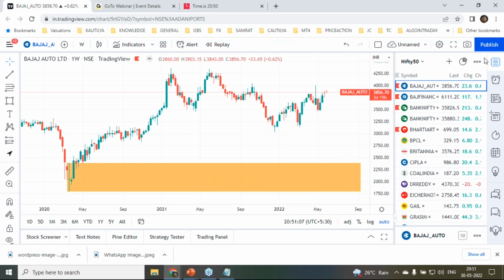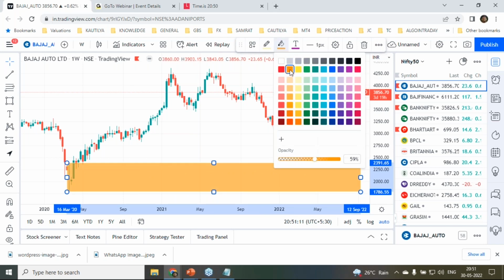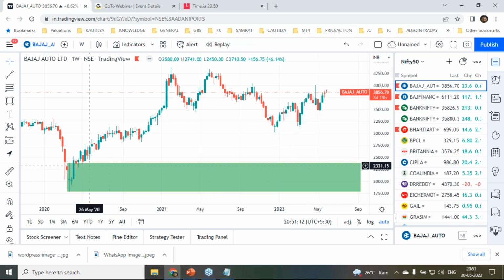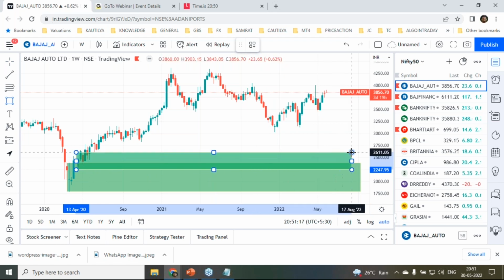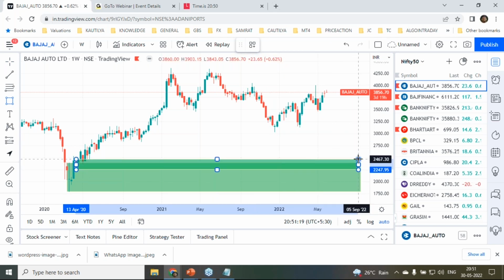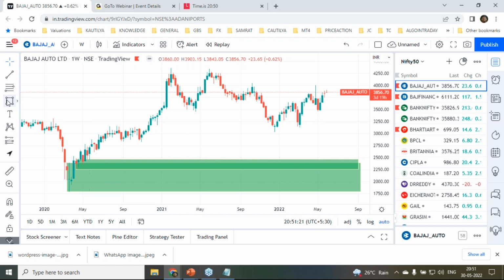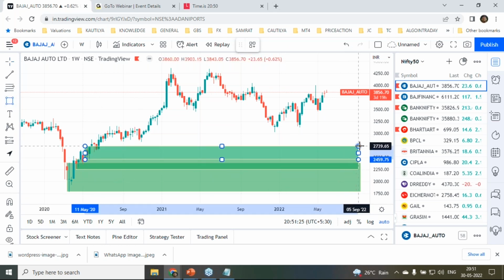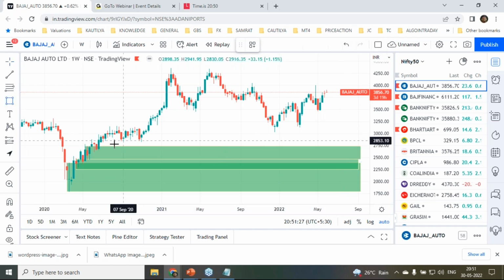Two bases I have merged, and that should be a demand zone, right? I will mark it in green color. Now next I'll go further. This is a base. Next I'll take one more rectangle. I'll mark one more base. I'll take one more rectangle.